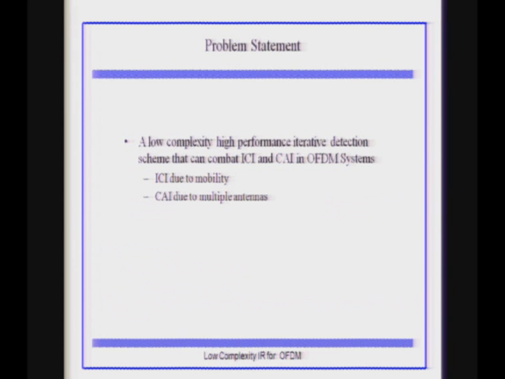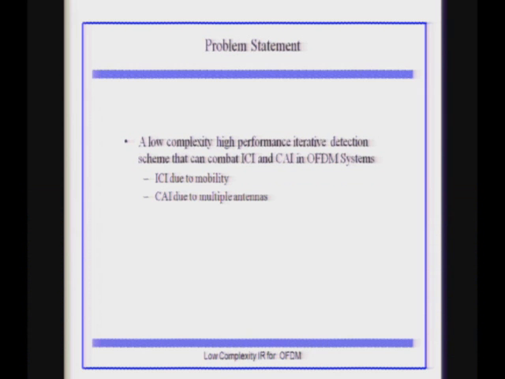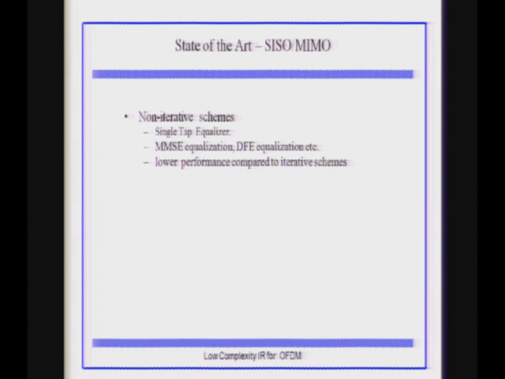So our idea here is to come up with a low complexity, high performance iterative detection scheme that can combat both ICI and CAI. As we saw, ICI is due to mobility and co-antenna interference is due to multiple antennas. Now, before we delve into our scheme, we'll just see very briefly what is available today. More details about that are given in the thesis. We'll just cite a few examples.